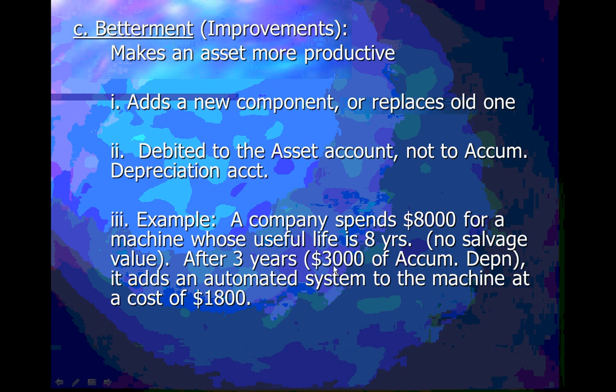Okay, so $8,000 minus $3,000 of depreciation, it's got a book value of $5,000. Right now, I instantly change the book value: $5,000 plus $1,800, its new book value is now $6,800. Now if this was a betterment, and notice it didn't say it extended its life, it implies here that it is improving its productivity. So we don't extend the life, we simply add the $1,800 to the book value of $5,000, and now we're going to change the depreciation schedule accordingly.